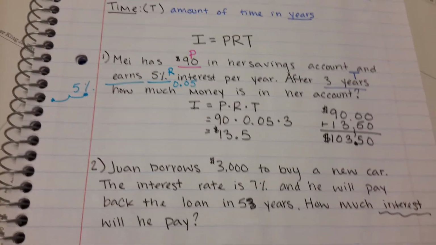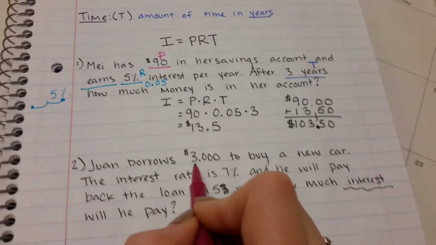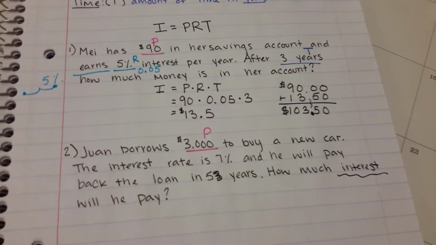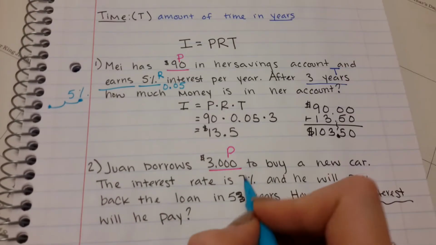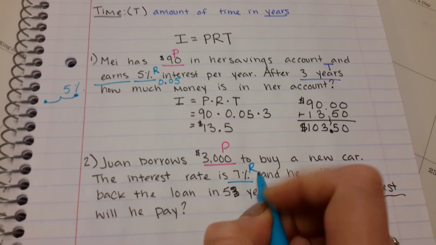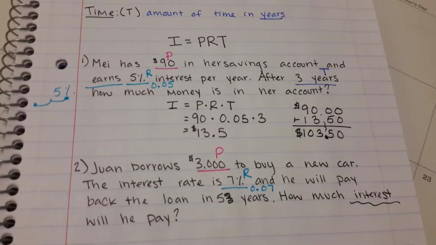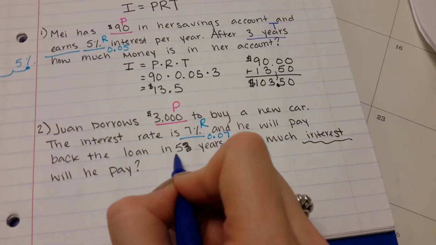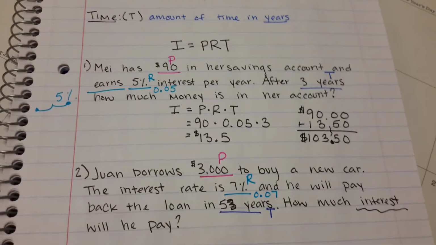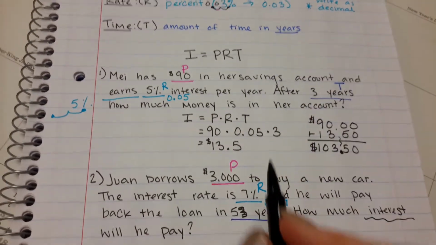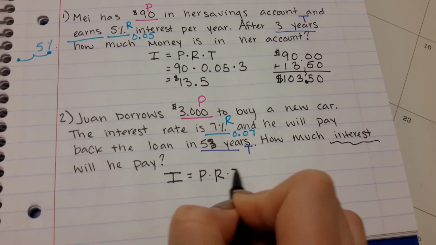Let's go ahead and annotate our sentence. Juan borrows $3,000. That's the initial amount, which we call our principal. The interest rate is 7%. And again, here's our rate. But we do want to write that as a decimal, 0.07. And we're given time, 5 years. That's our T. And again, we're going to use the same equation. I equals PRT. I equals principal times rate times time.